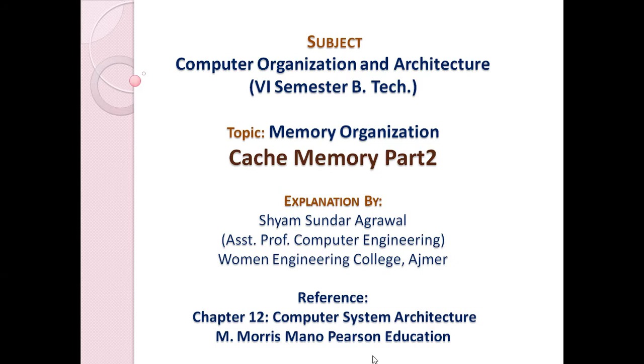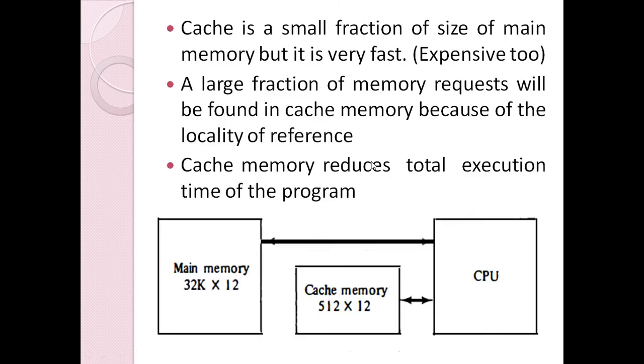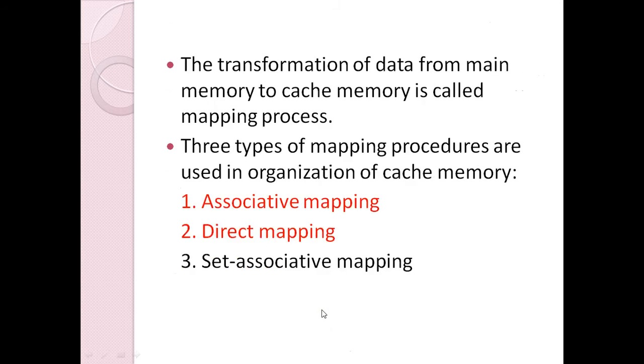Hello students, in this video we continue our discussion on cache memory. In the previous video you have seen how the cache is organized. Cache is a small memory. It is also directly connected to the CPU like main memory, and it is very fast and small. Then we discussed that when we transfer some data from main memory to cache memory, we need some address mapping. That means at what address of main memory is converted into what address of cache memory.